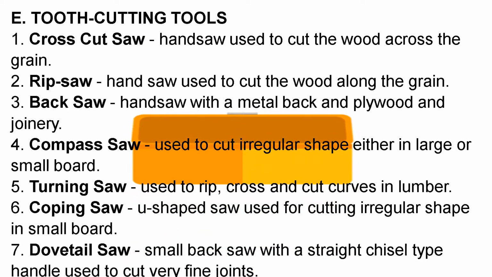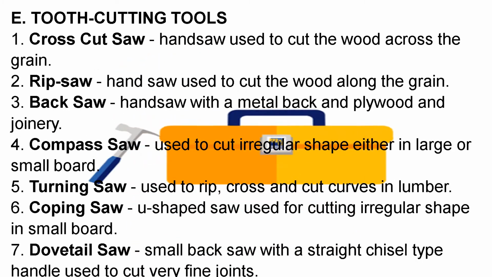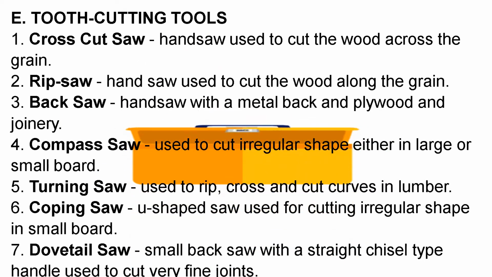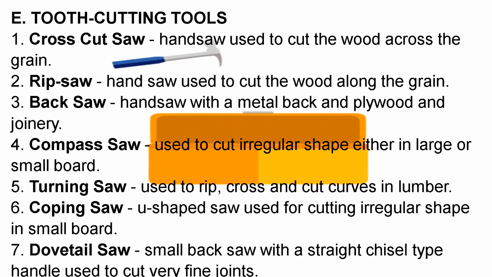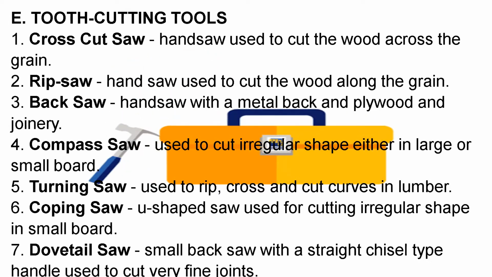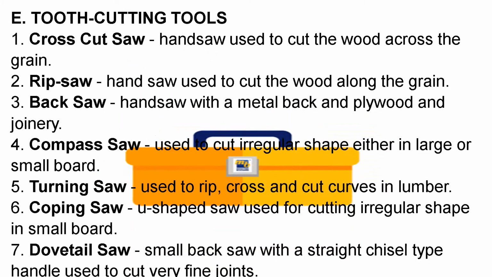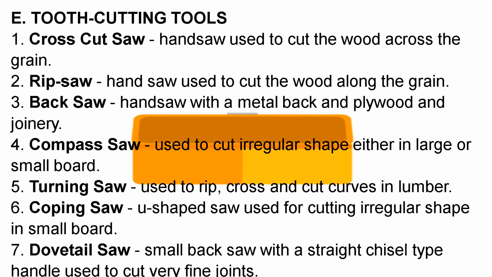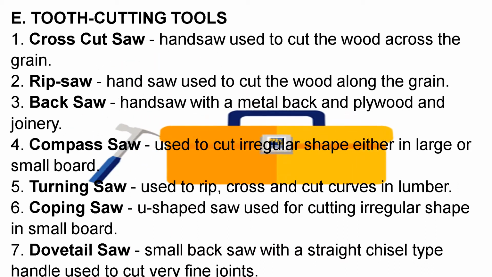Then next, letter A. We have tooth cutting tools. The first tool is the crosscut saw, a hand saw used to cut wood across the grain. Rip saw: a hand saw used to cut wood along the grain.